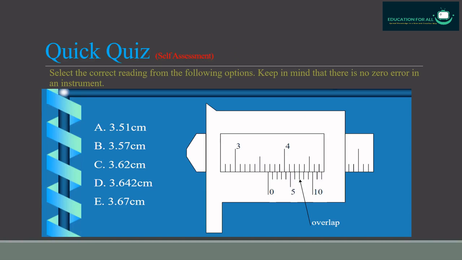For your self-assessment, I'm giving you this picture. You will do it by stopping this session at your home, and you will find the reading.